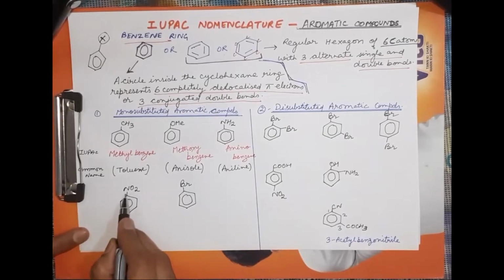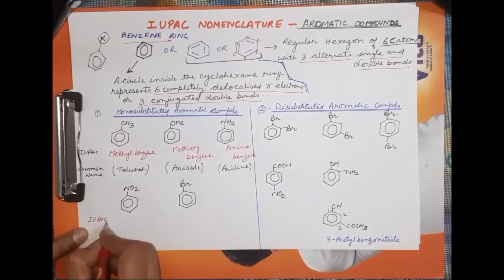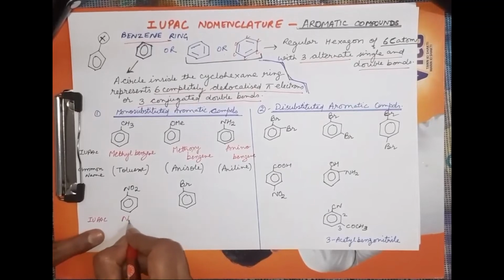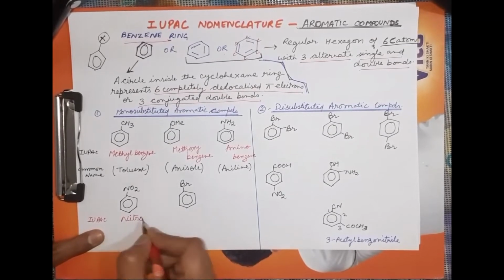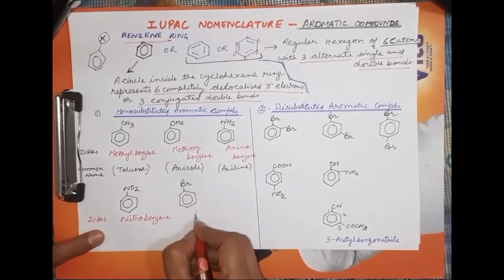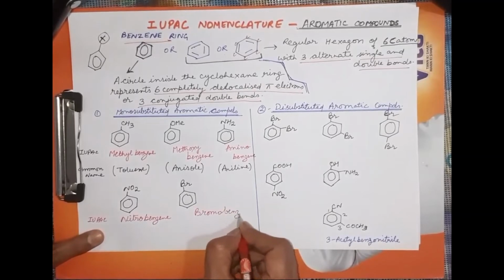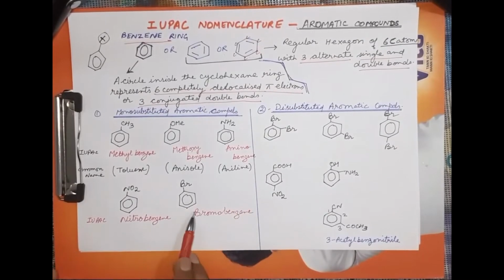And here one NO2 group is present on the benzene ring. For this the IUPAC name will be nitrobenzene. And here one Br group on the benzene ring, this will be bromobenzene. These are the IUPAC names. They don't have any common name.